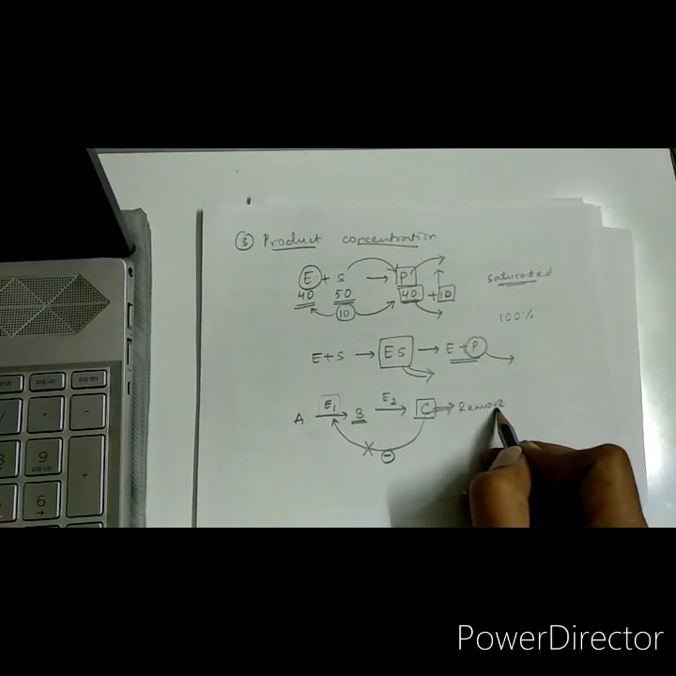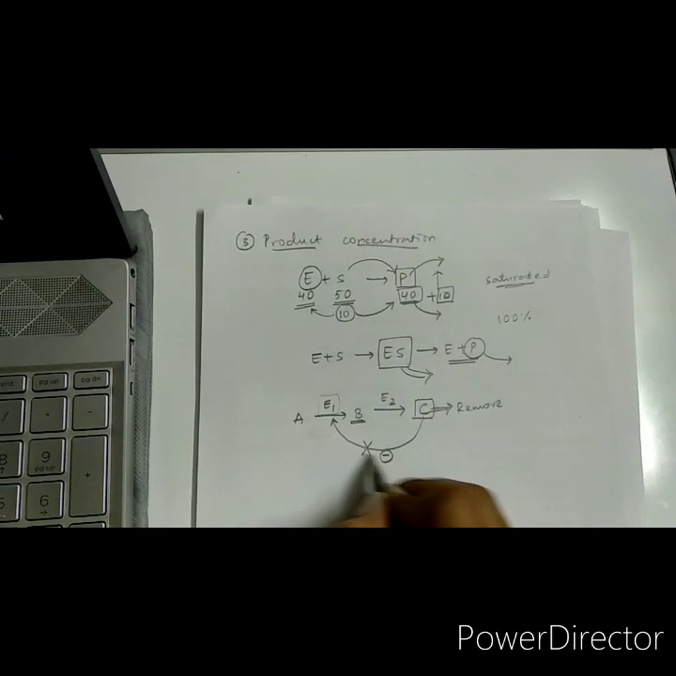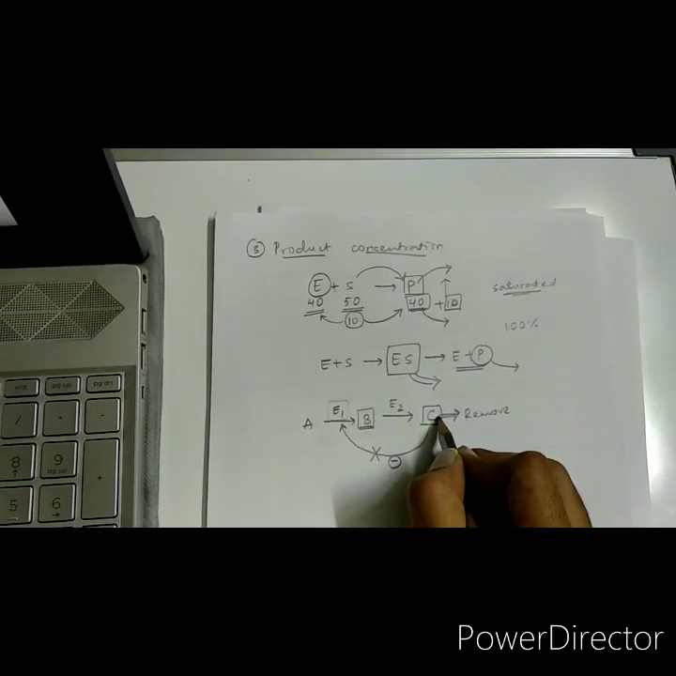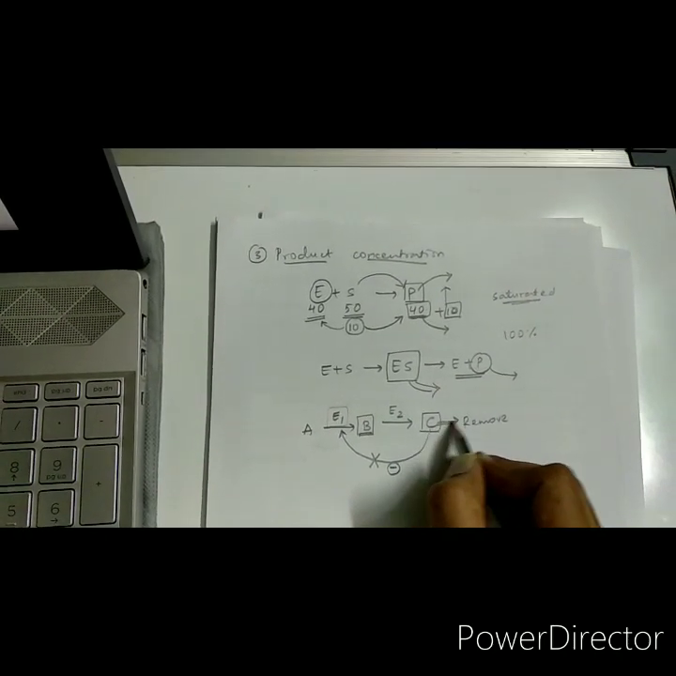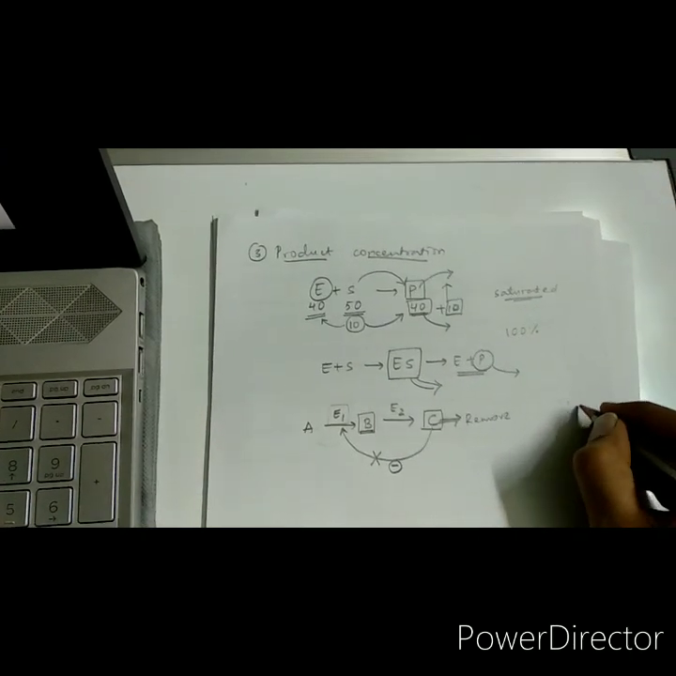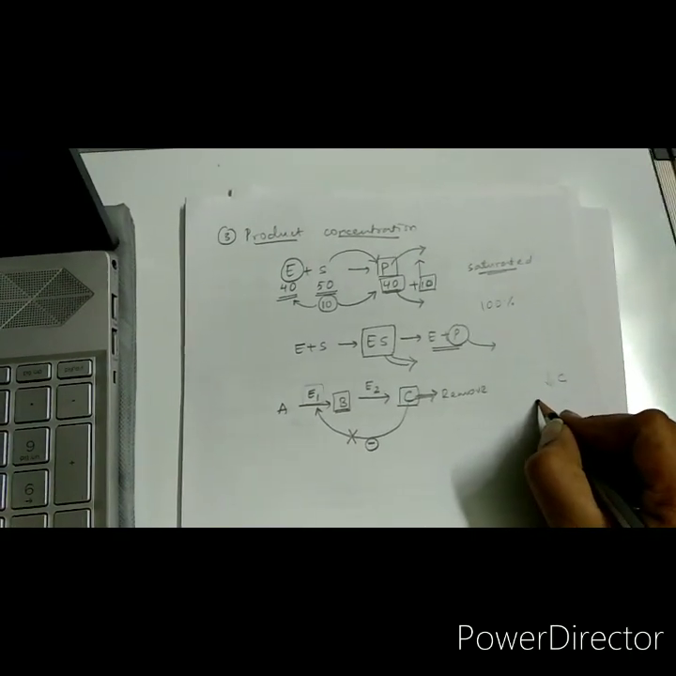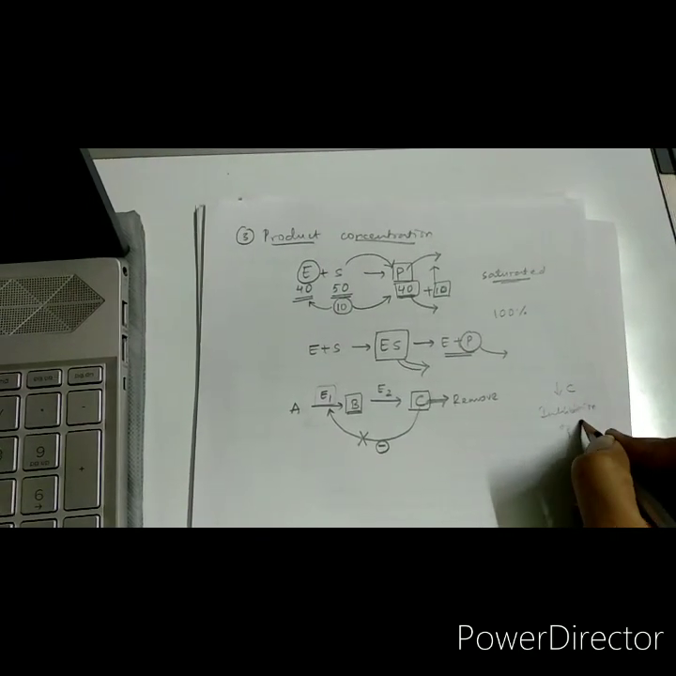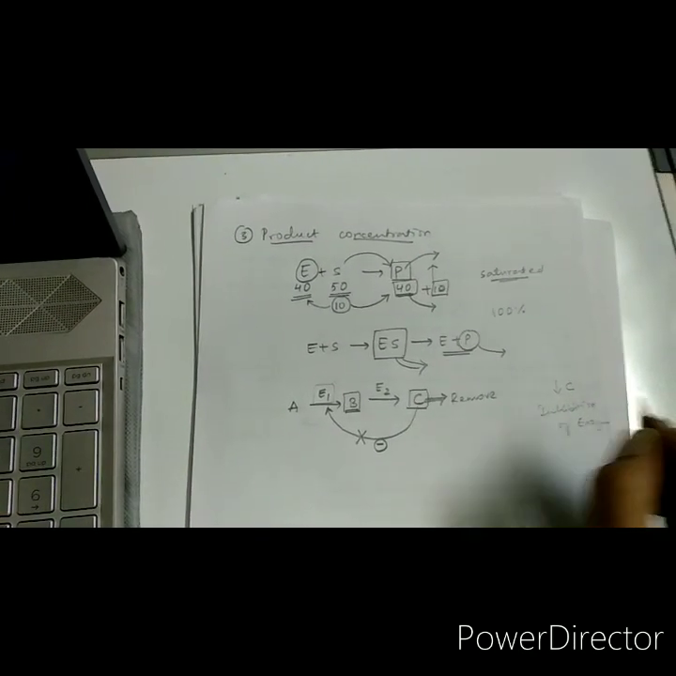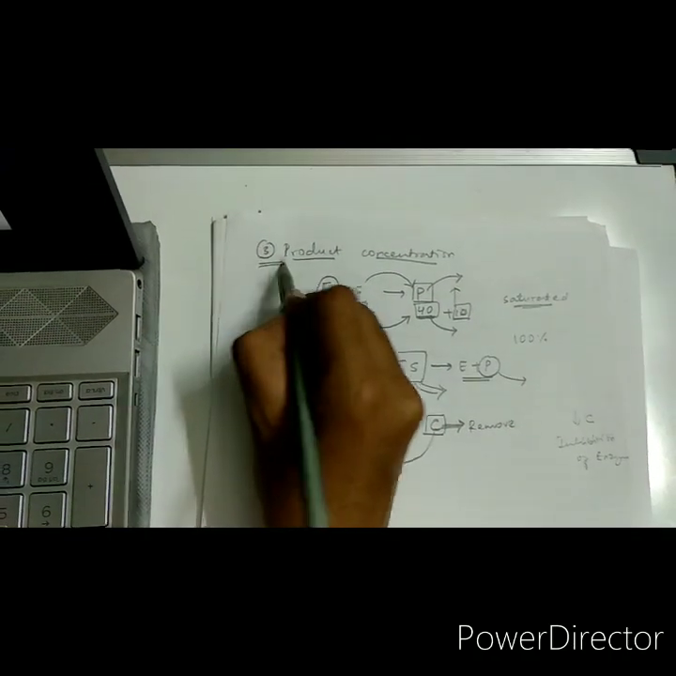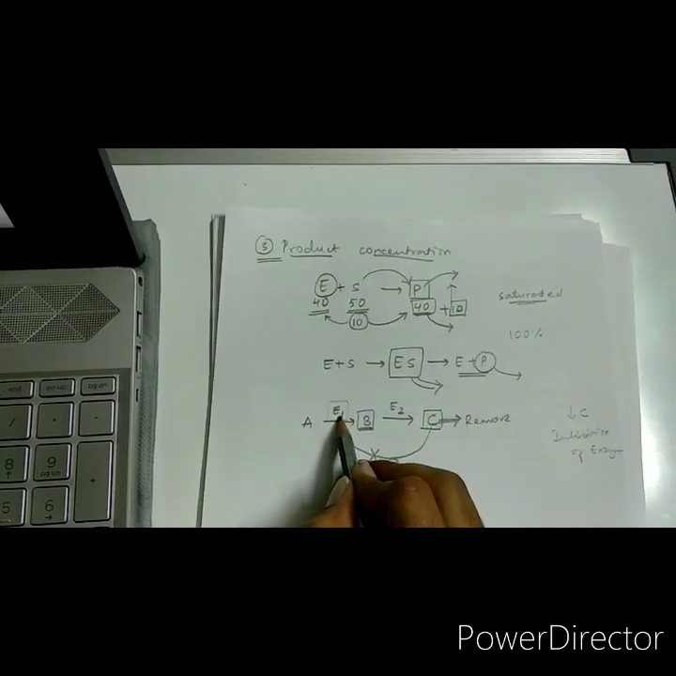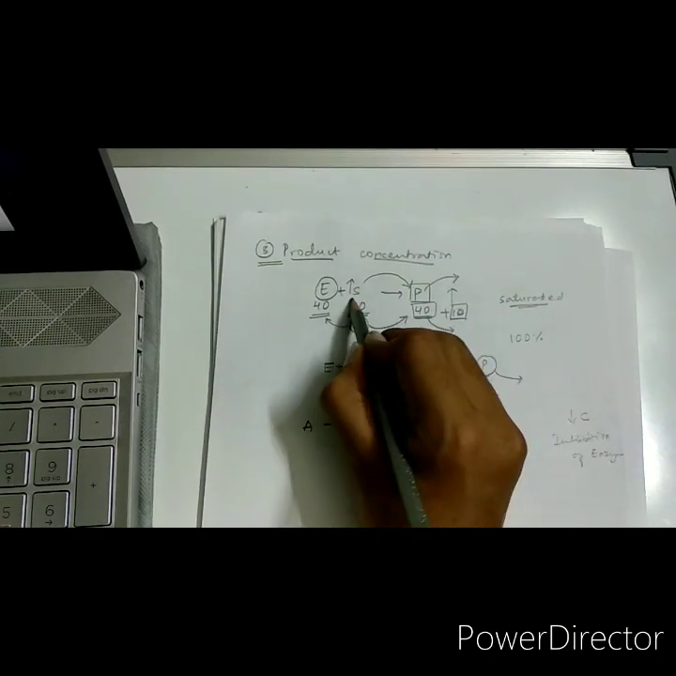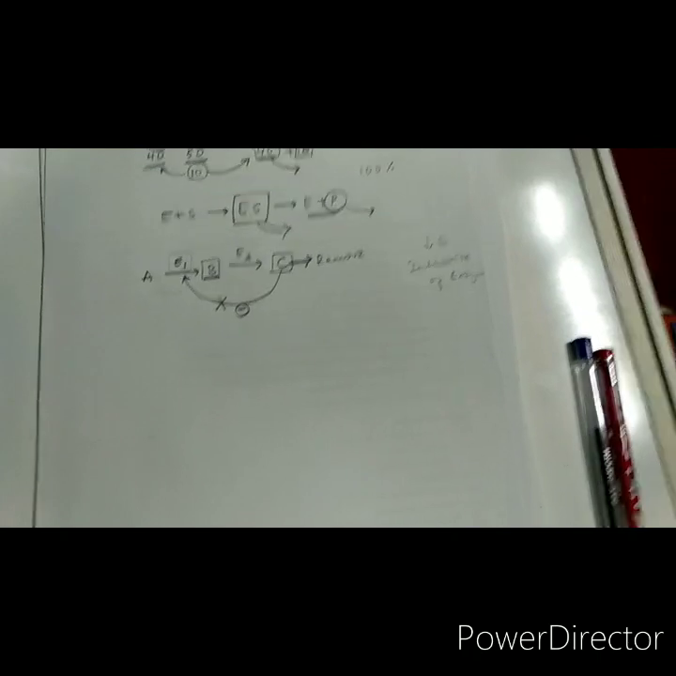As soon as we remove it, the inhibition will not proceed, so we will get more B and more amount of C. So we have to go on decreasing the concentration of C in order to prevent inhibition of the enzyme. So product concentration is important to prevent inhibition of the enzyme as well as to increase maximal conversion of substrate into product.